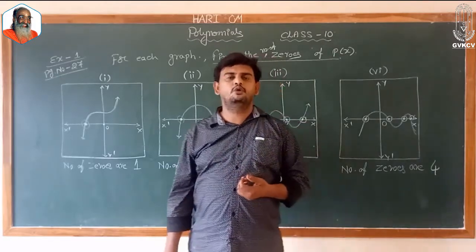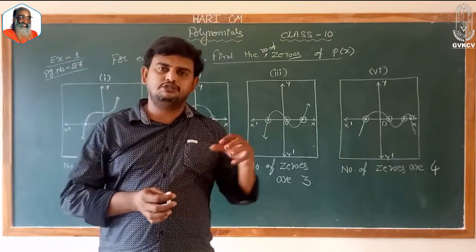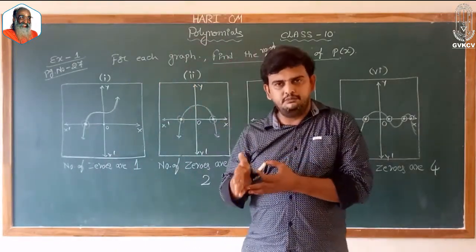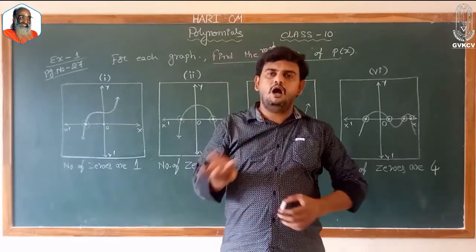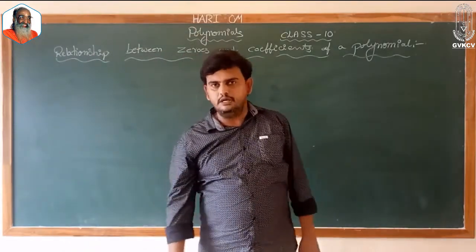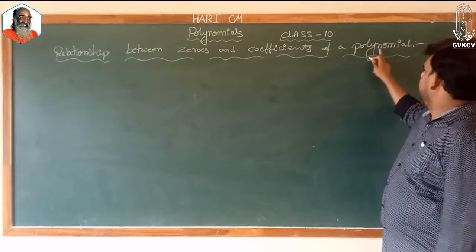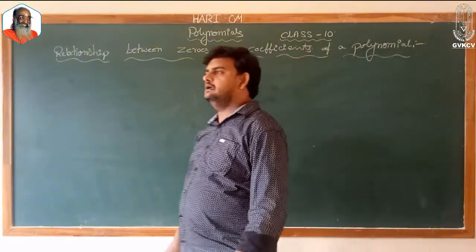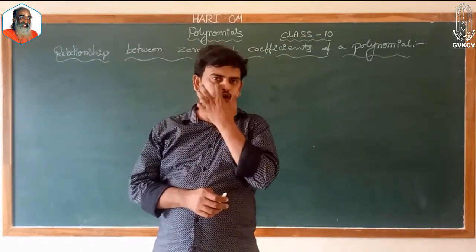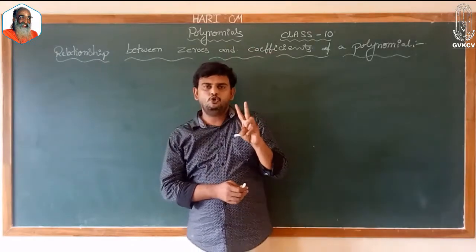Now the next concept we are going to discuss is the relationship between zeros and coefficients of a polynomial. So, our present topic is the relationship between zeros and coefficients of a polynomial. Basically, in this chapter, we are going to discuss two types of polynomials. One is quadratic polynomial, another one is cubic polynomial.